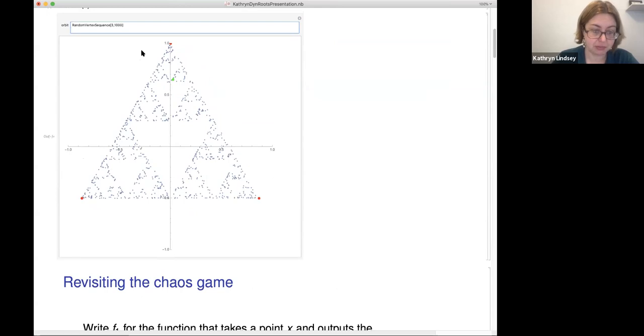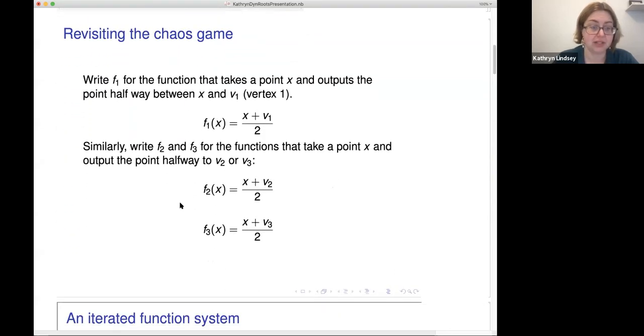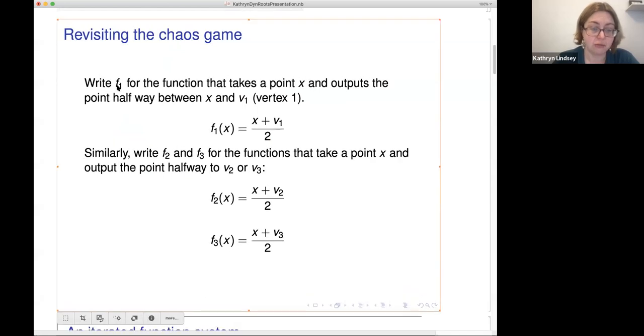So we can think of this whole plane that this is sitting in as the complex plane. And then there are 3 things that we do to points, right? Depending on which of the 3 vertices one picks. You feed it a point, the green point, and then you go halfway towards the corresponding red point. We can express each of these 3 actions as a function. So let's write f1 for the function that takes a point x, that's like the green point, and then outputs the point halfway between x and vertex 1, which I'm going to denote as v1.